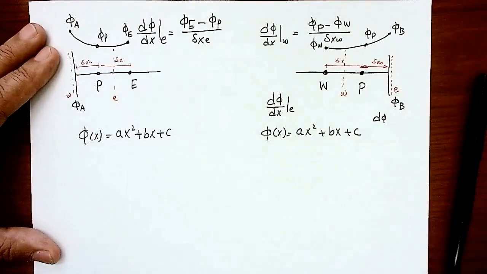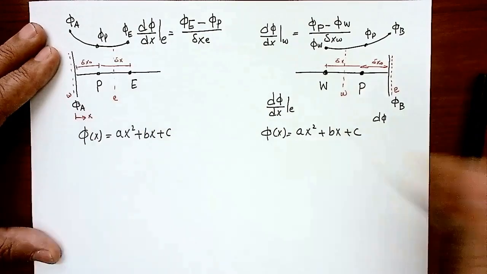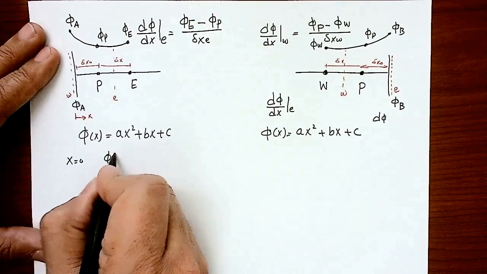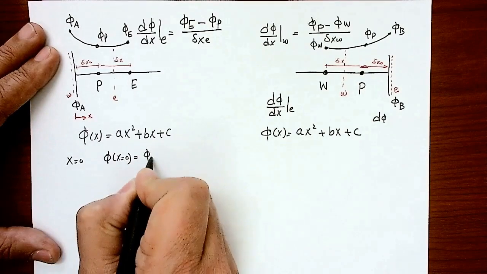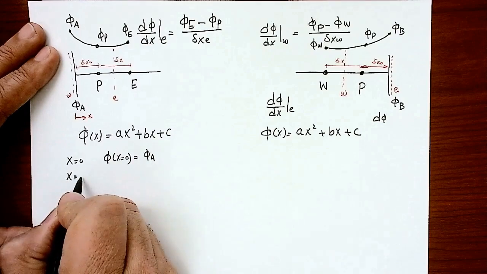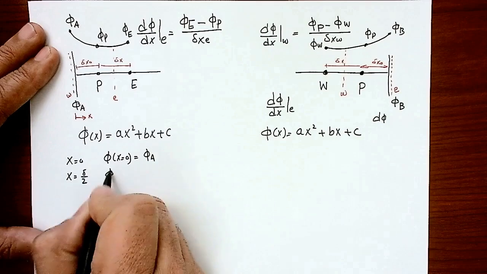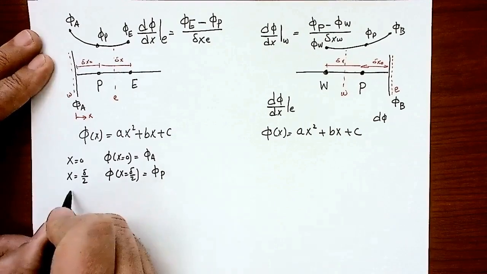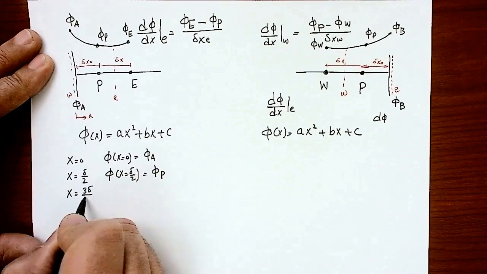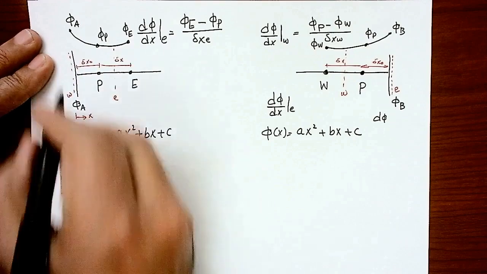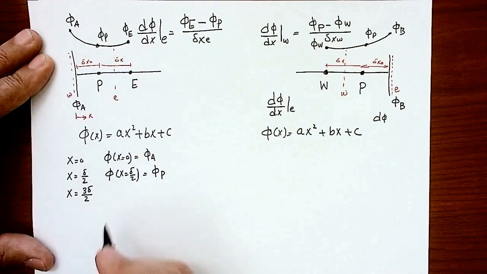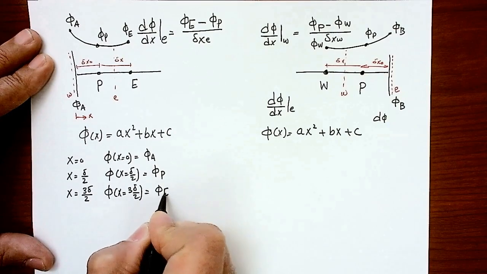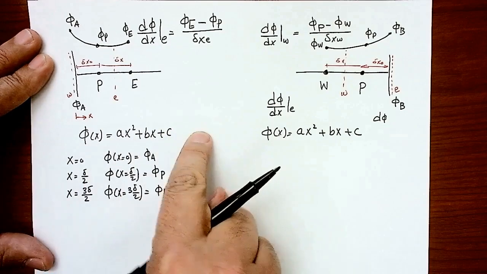Again, to construct the quadratic equation, I'm going to initiate an x-axis. Now I have x equal 0, right? I know that phi at x equal 0 should equal phi A. Now at x equal delta over 2, phi is simply phi P. At x equal 3 delta over 2, that's half, that's a full, because we know delta x node is half delta x, phi at x equal 3 delta over 2 is simply phi east. With three boundary conditions, I can get a, b, and c.